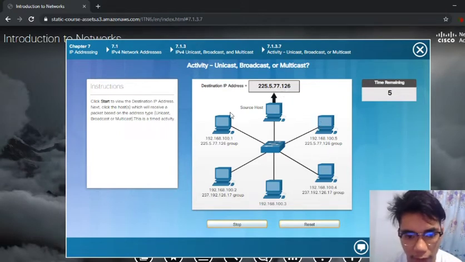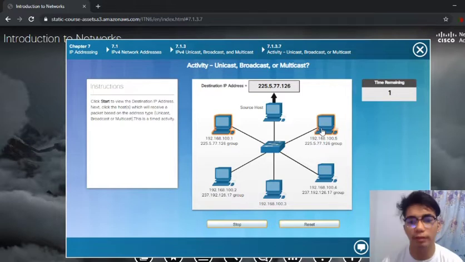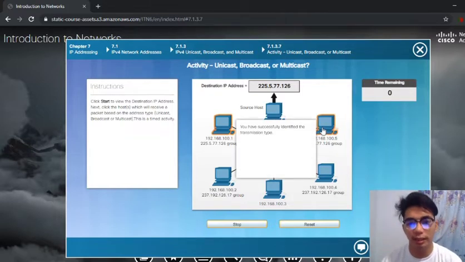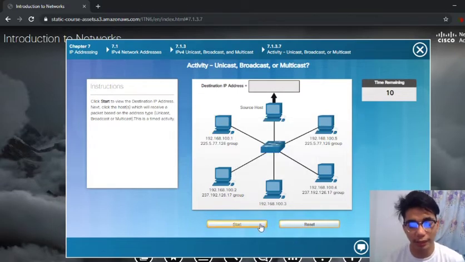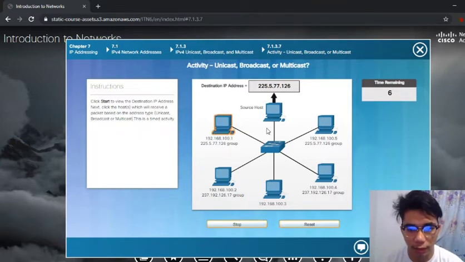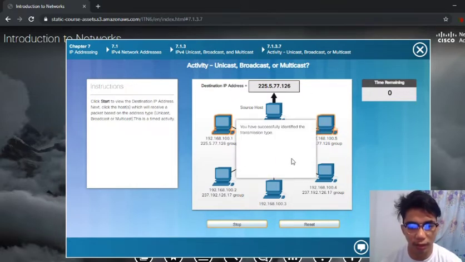225.5.77.126. Then this one is like that, 77, 77. As you can see, it is a multicast, and you have successfully identified the transmission type. Then let's reset another one. Then 225 and 77 again. Why? It is already a multicast. As you can see, it is also easy.